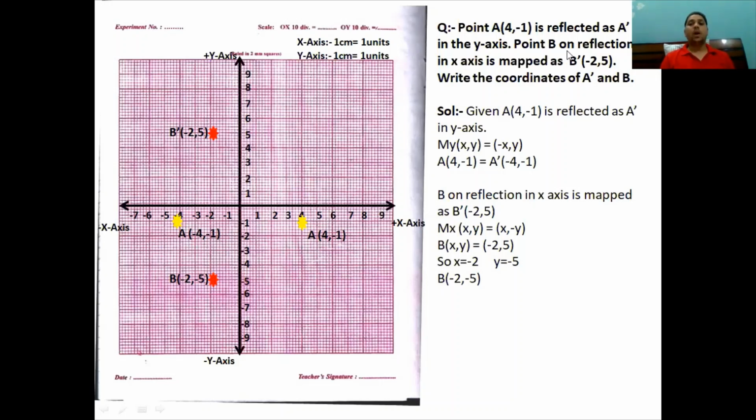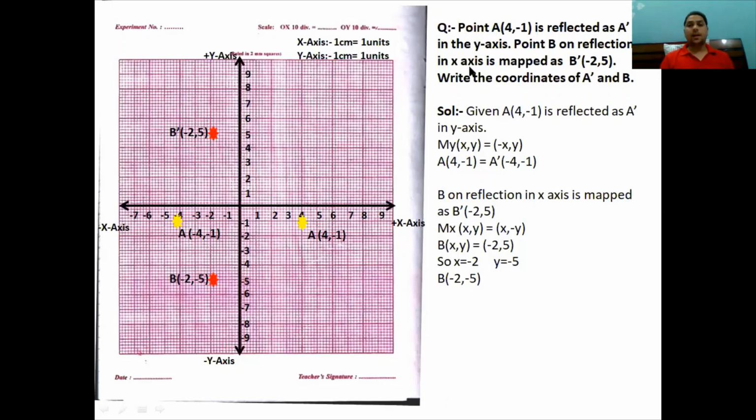Again, we have point B which, on reflection in the x-axis, is mapped to B'(-2, 5). So here the image is given and we have to find the point. Whenever there is an image, so we have the image (-2, 5) here. Where will be the point?